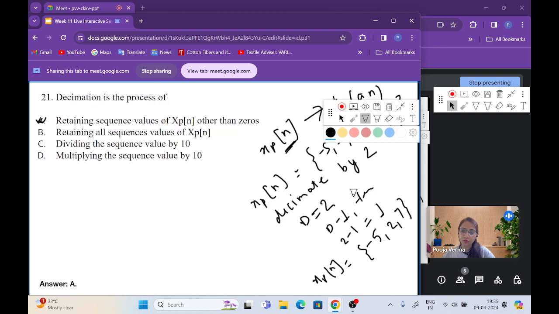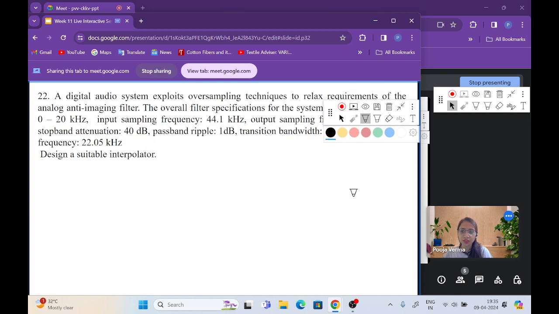Okay, so I hope all of you got this question. Decimation is a process of retaining the sequence values of x[n] other than the zeros. Okay. So moving to the next question.